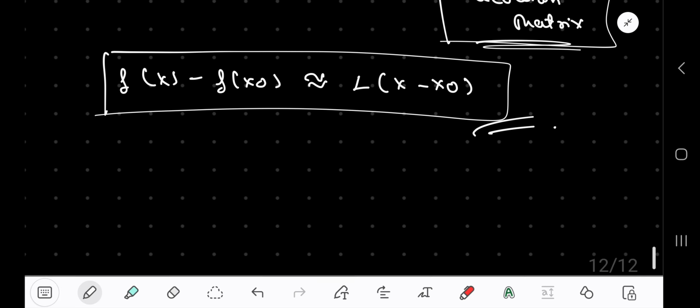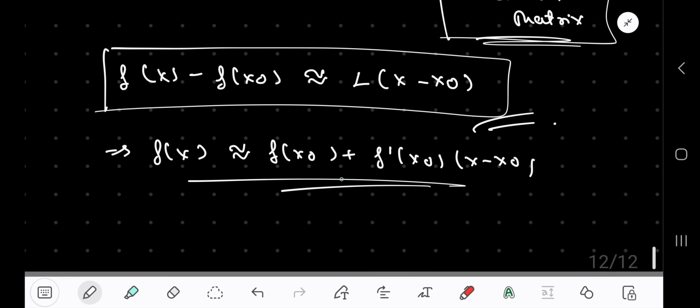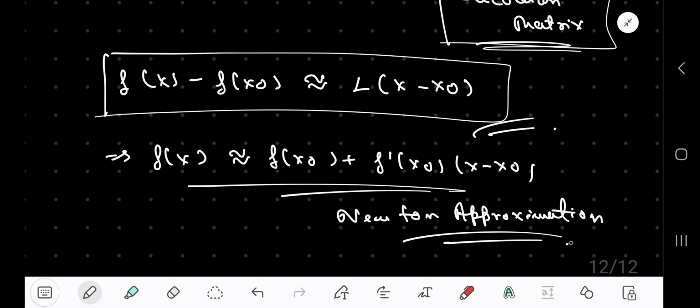Okay. The other way of writing it is f(x) is approximately equal to f(x naught) plus the linear transformation evaluated at x minus x naught, and this is what we call the Newton approximation.